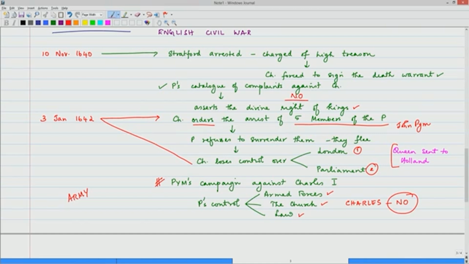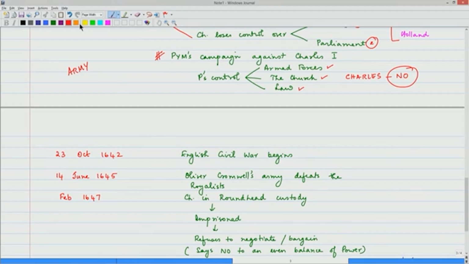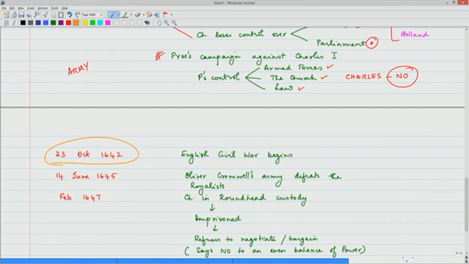This was initially not something that Charles or the Parliament had in mind, but we begin to see that it just led to the eventuality which had to eventually happen. So, on 23rd October 1642, we find the English Civil War breaking out in England. Initially, the Royalists had a series of successes, and the parliamentarians were continually getting defeated. We also saw in the previous session who the supporters of the king were and who the supporters of the parliament were.